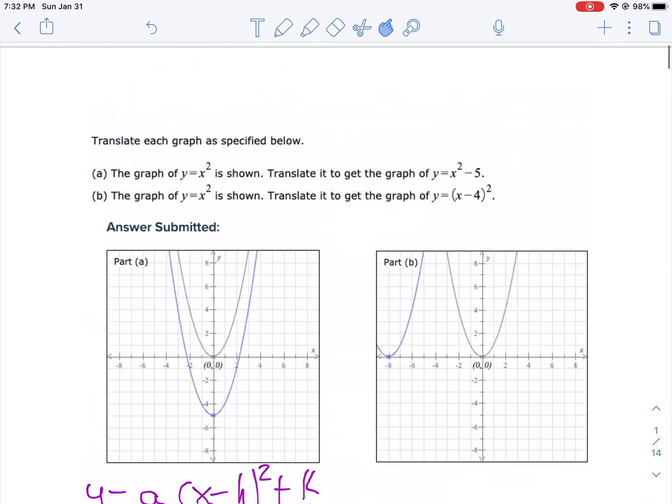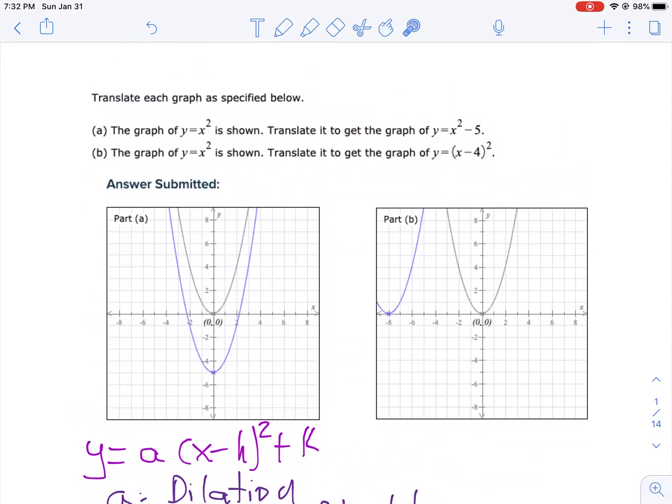Now, if we take a look at this, you had letter A correct. If you take x minus 5, you move it down 5. I don't know why you moved it over 8. K, or h, is 4 here. So we're going to translate that parabola 4 units to the right. And that's all you had to do.